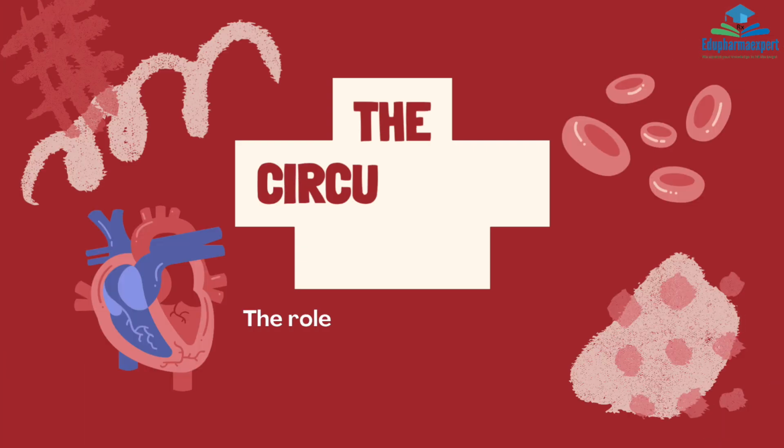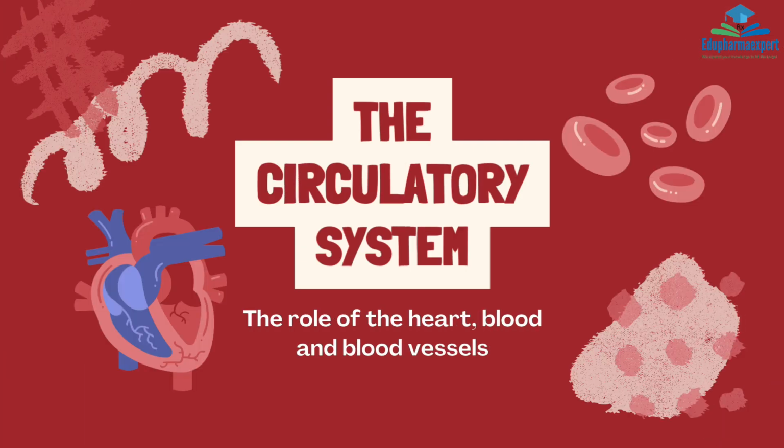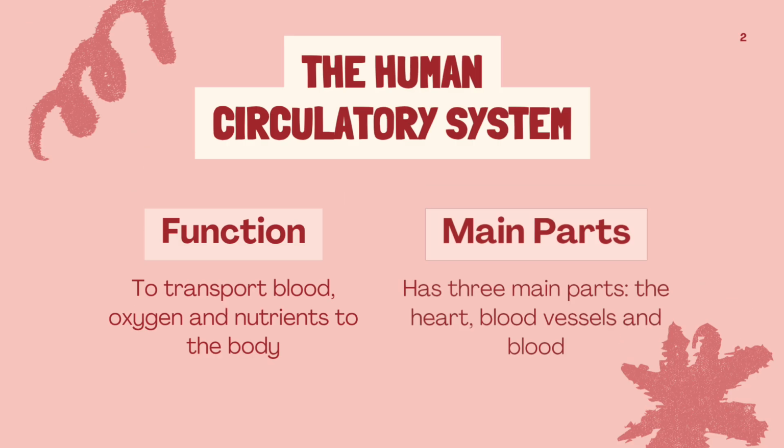The circulatory system. The role of the heart, blood, and blood vessels in the human circulatory system is to transport blood, oxygen and nutrients to the body. Main parts: it has three main parts, the heart, blood vessels, and blood. The heart works as a pump to move the blood around the body.